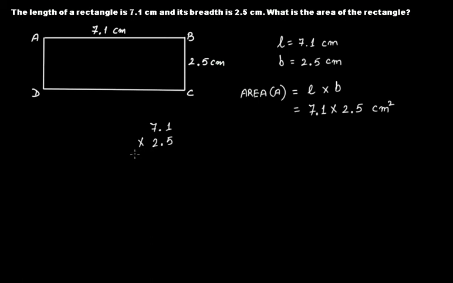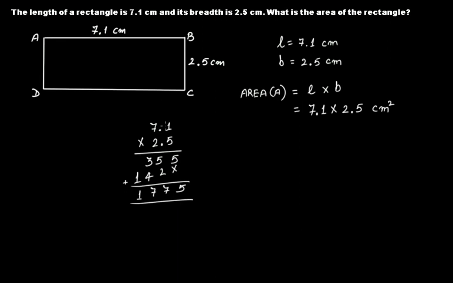Okay. Just for a moment forget these decimal points. Okay. And treat these numbers as 71 and 25. So 5 times 1 is 5. 5 times 7 is 35. Then 2 times 1 is 2 and 2 times 7 is 14. This is 5. You have to add them: 7, 7 and 1.